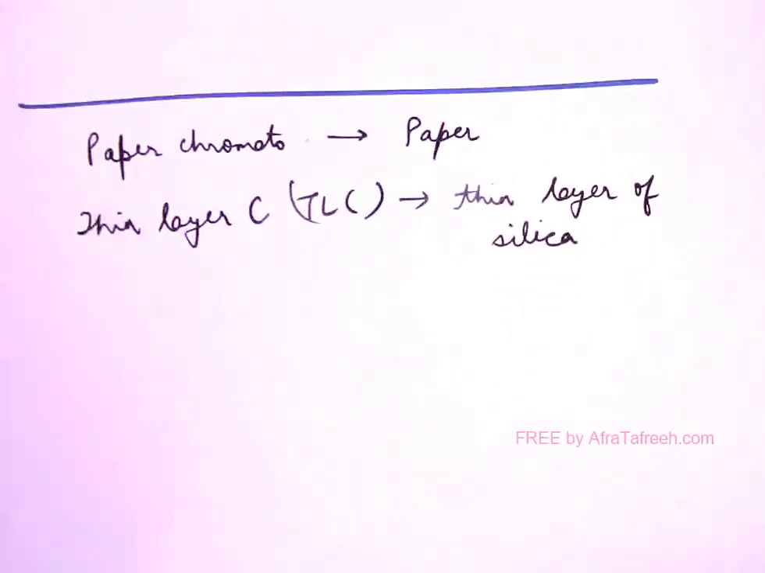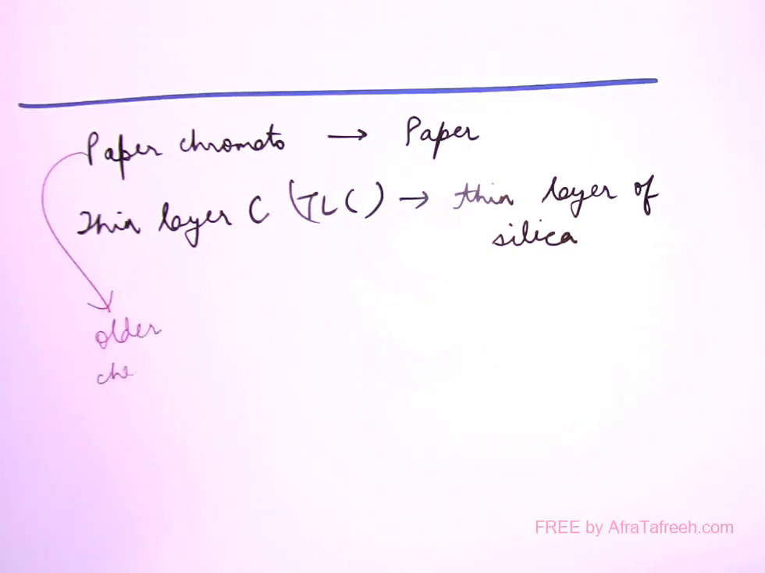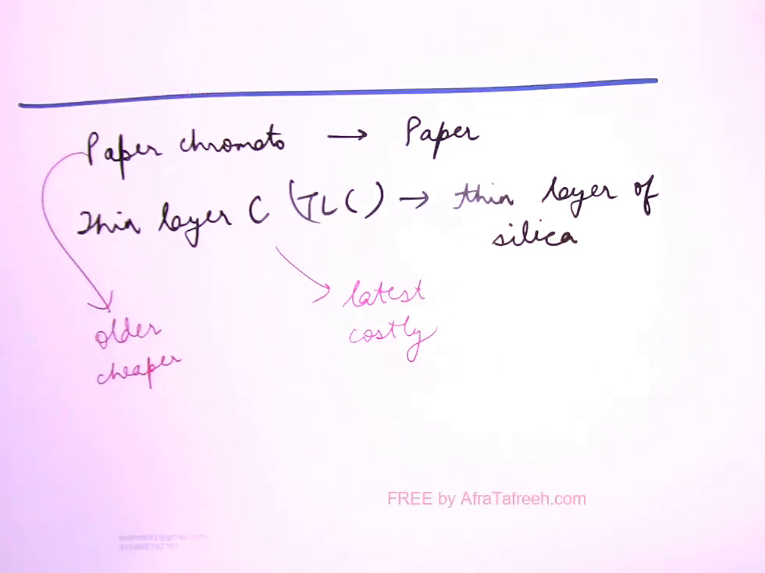So we have these three types of chromatographies: column chromatography, paper chromatography, and TLC. We are done with column chromatography. Now these two are left. These two, paper chromatography and TLC, have the same principle. The difference is that paper chromatography is the older but cheaper version. It is less costly. But TLC is the latest, the new one, and it is the costly version of paper chromatography. Paper chromatography is mainly used for teaching purposes, but for research and diagnosis, we use TLC, right?